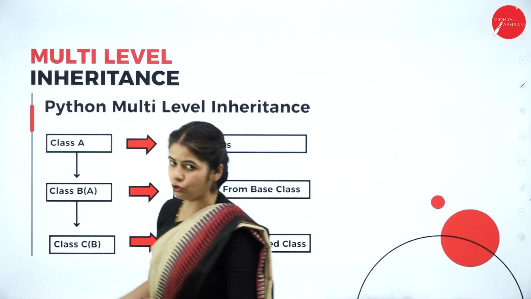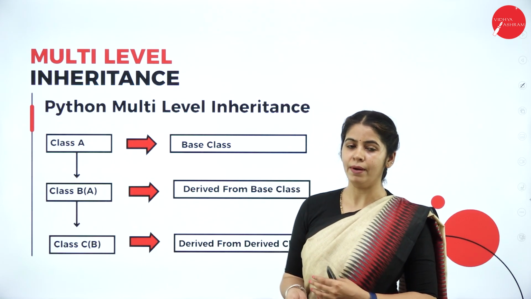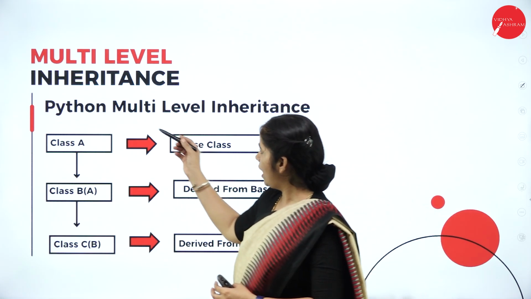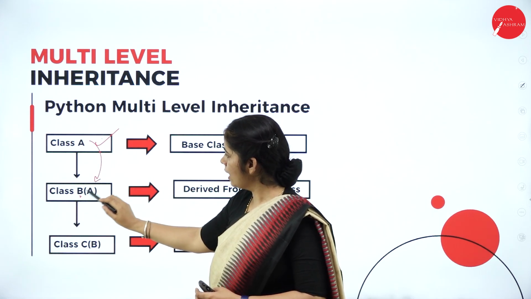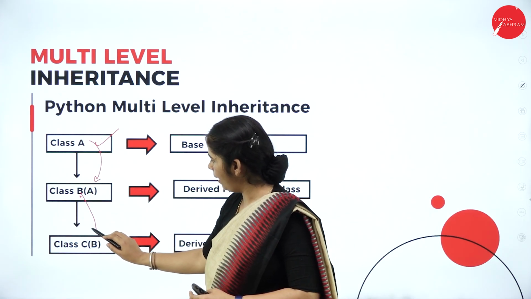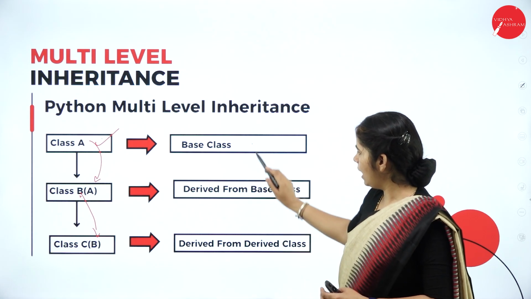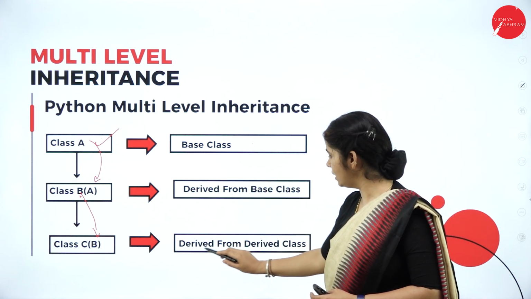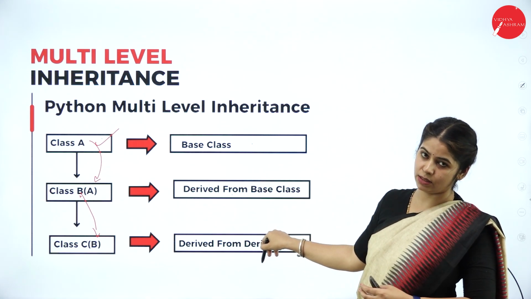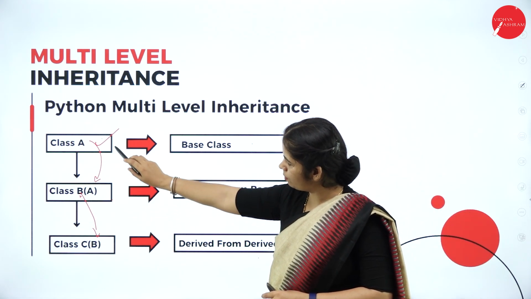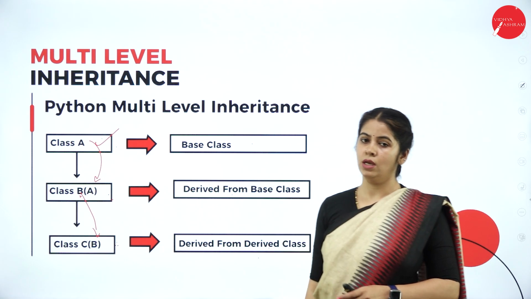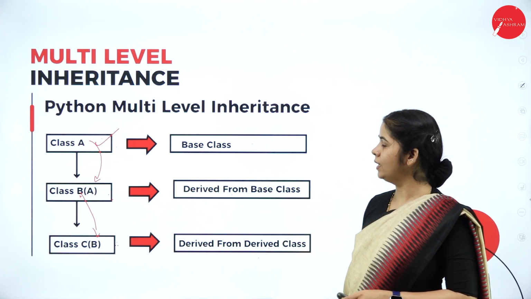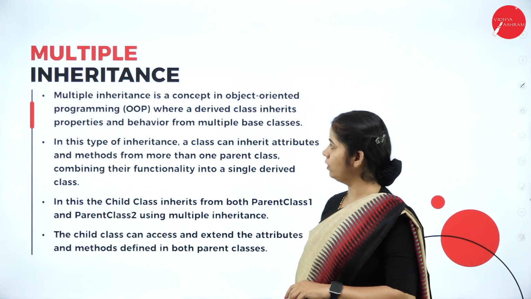So let us see the pictorial representation of how we represent multi-level inheritance. As I told you, class B is inherited from class A and class C is inherited from class B. A base class, a derived class from the base class, and a derived class from the derived class. This is how we represent multi-level inheritance in diagrammatic form.